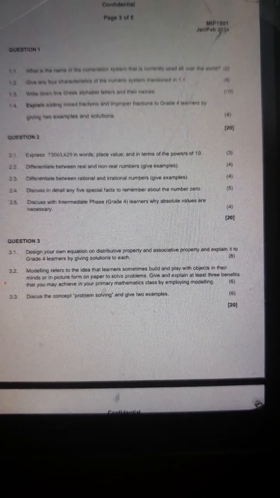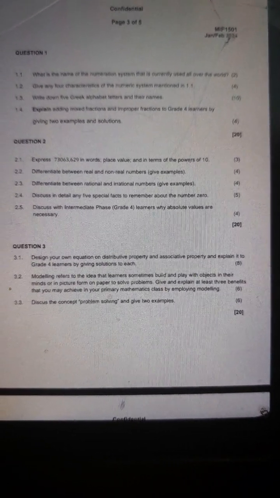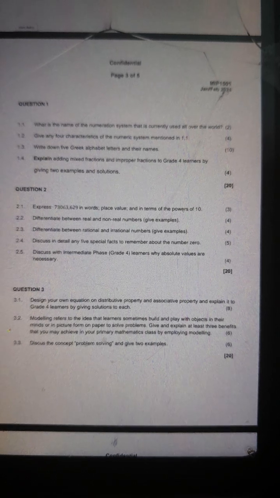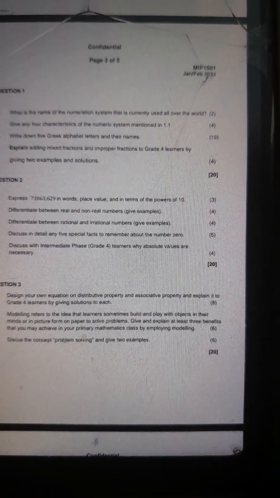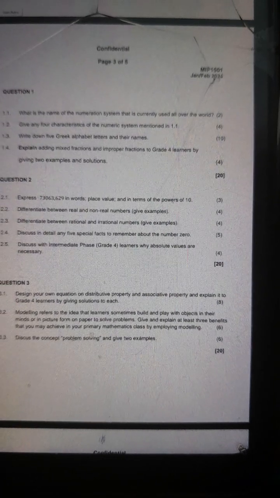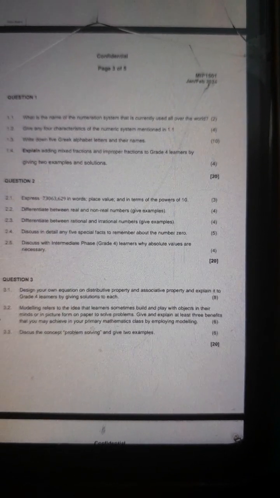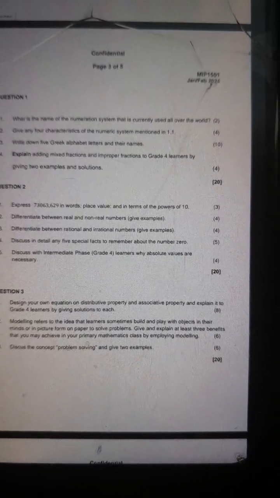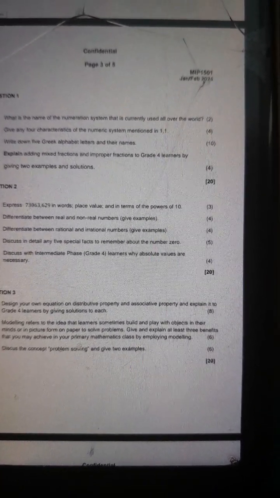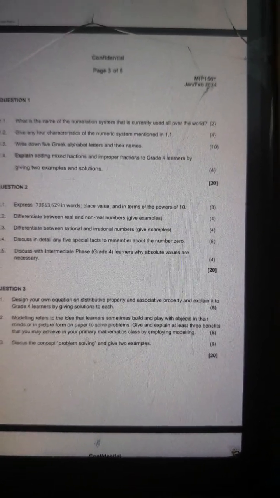Well, guys, you need to understand something about distributive property. Firstly, as a mathematics teacher or educator, you need to understand that the distributive property states that multiplying a number by a group of numbers together is the same as multiplying the number by each of the numbers individually and adding the results. I hope you are noting that.